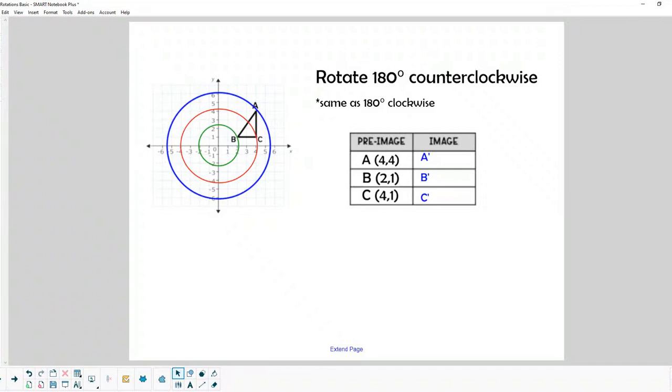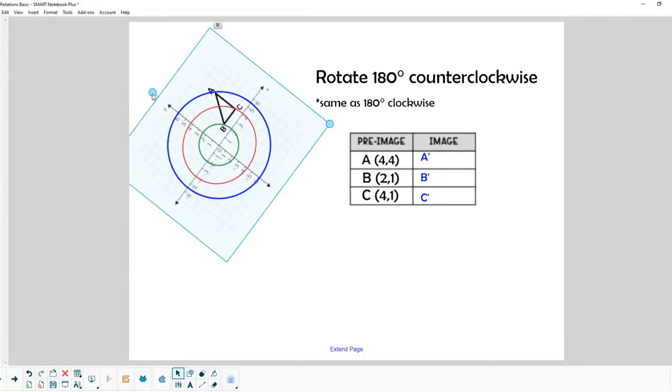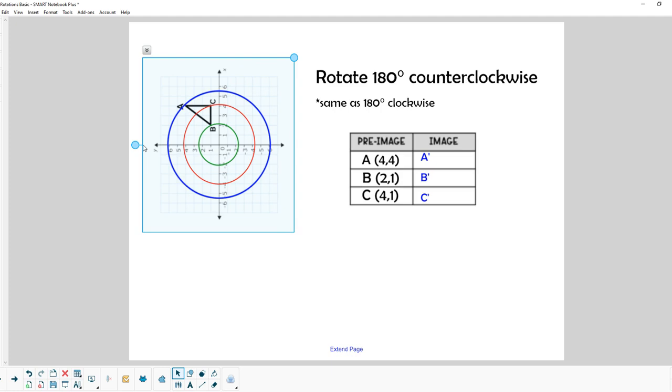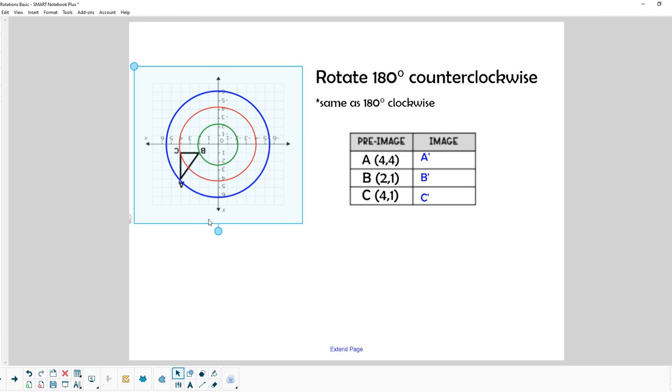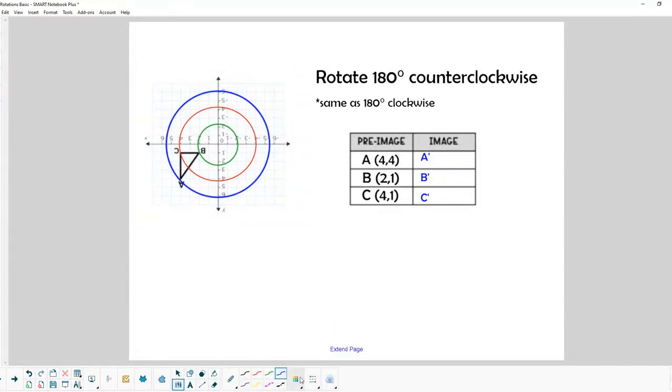All right, so how about a 180-degree counterclockwise rotation? Let's get hold of this figure and rotate it 180 degrees counterclockwise. Counterclockwise would be rotating it this way. So that would be 90 degrees counterclockwise, and then one more quarter turn, 180 degrees counterclockwise, which in this case actually turns out to be the same as 180 degrees clockwise. Kind of cool, huh?